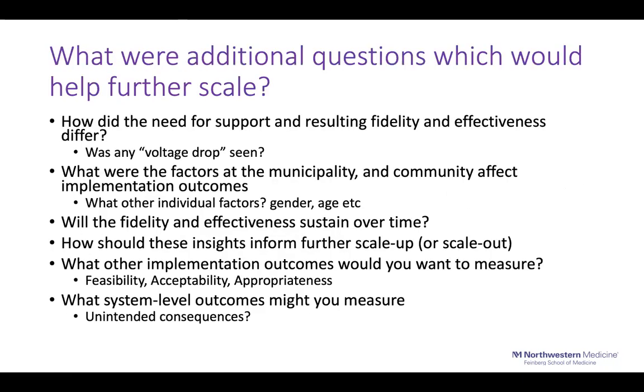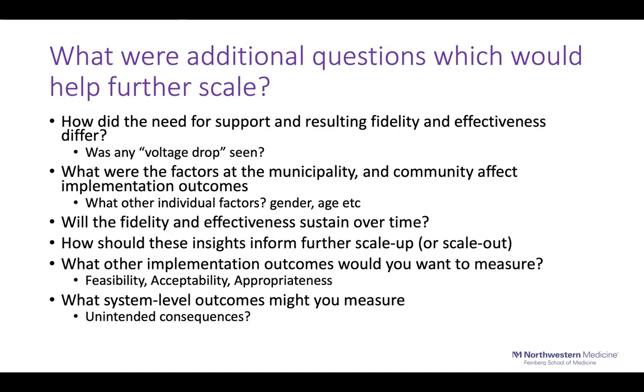So what were additional questions which would help further scale? And some of this was not actually in the paper, so these are things that you might want to think about either reporting or actually starting to measure. So how did the need for support and resulting fidelity and effectiveness differ? Was there any voltage drop that was seen? Did you see, for example, over time that perhaps the effectiveness dropped or the fidelity dropped?